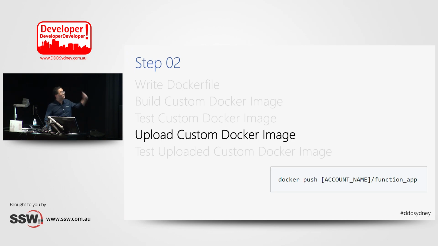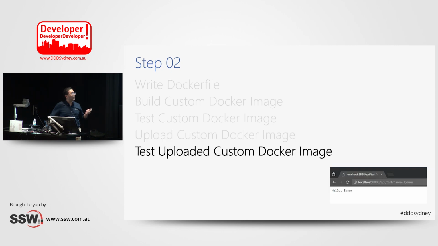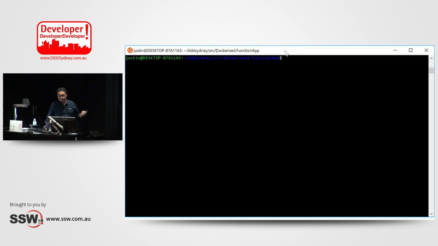So once we finish the container, then we need to upload this custom container image to Docker Hub or a private Docker repository or Azure Container Registry. So we need to upload it. Then we also need to check if that custom container image is properly uploaded or not by downloading and running it locally on our machine again with a different port number. So this time, let's have a look at another video.